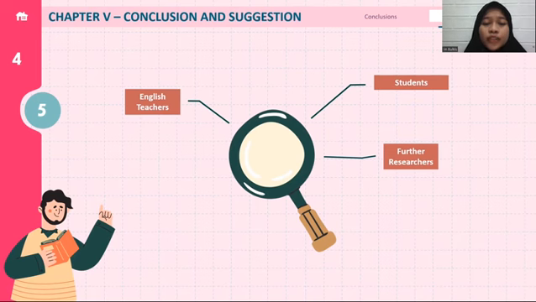Next, for students, especially 8th grade students of SMP 27 Makassar, hopefully in the future they are more motivated and enthusiastic in the learning process. And last one, for further researchers, it's recommended to conduct research that aims to find out what types of activities can further improve students' ability in learning English.